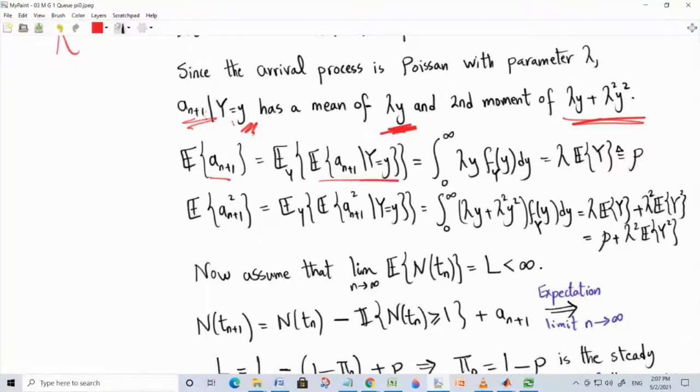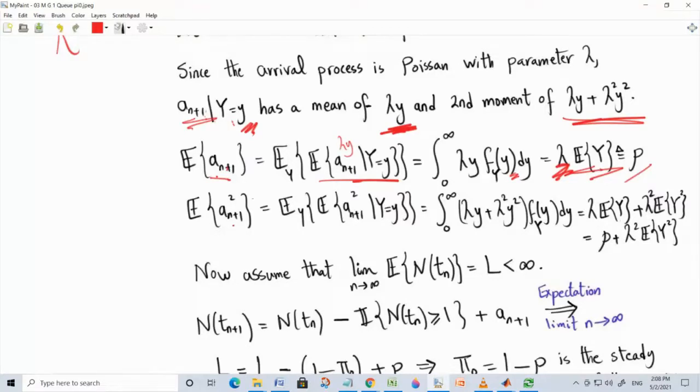You want this quantity conditioned first on Y. This is just equal to lambda Y, and then you average. The same story holds for the second moment. For example, if you do the first moment, you will find that the average number of arrivals during the service time of customer n plus one is lambda multiplied by the expected value of Y, which is the average service time. This will depend on the exact distribution you use for your service time. And this product will be called rho.